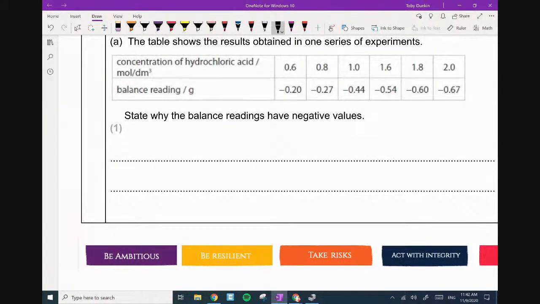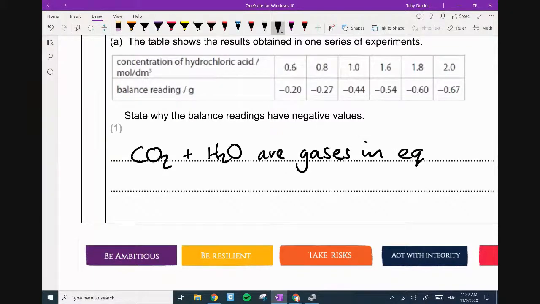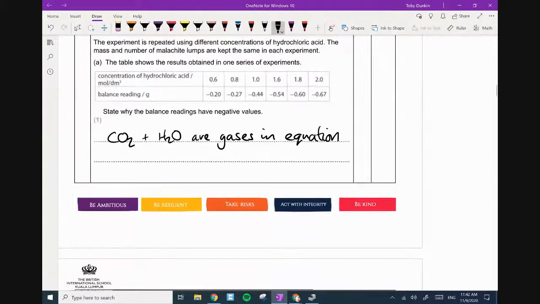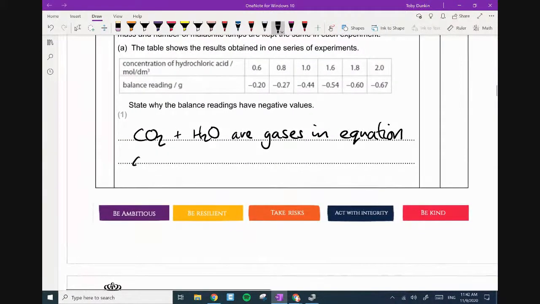The water will condense on the walls of the beaker, but CO2 and H2O are gases in the equation. Gases in the equation. Amazingly, you didn't need to mention the water. If you just mentioned that CO2 is a gas in the equation and the CO2 is escaping. And that's the important bit, escape. Yeah, the CO2 is escaping.